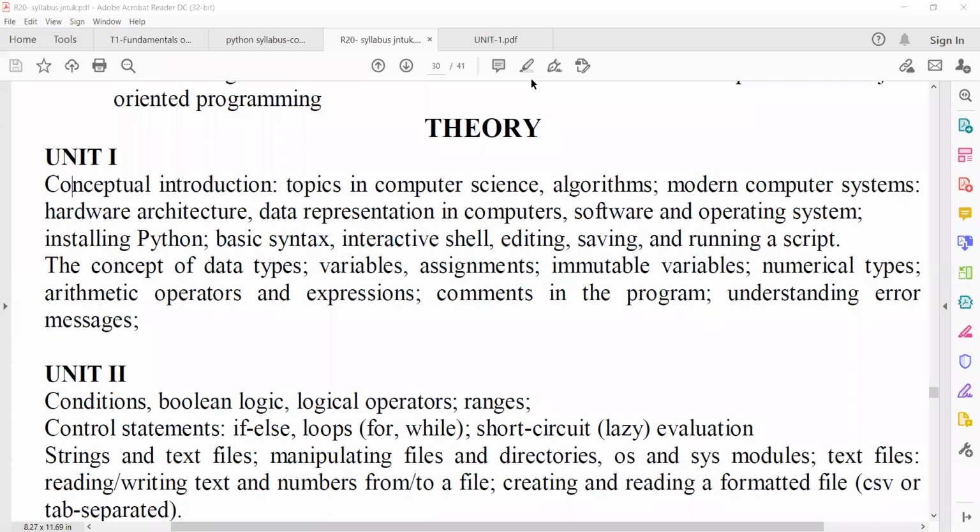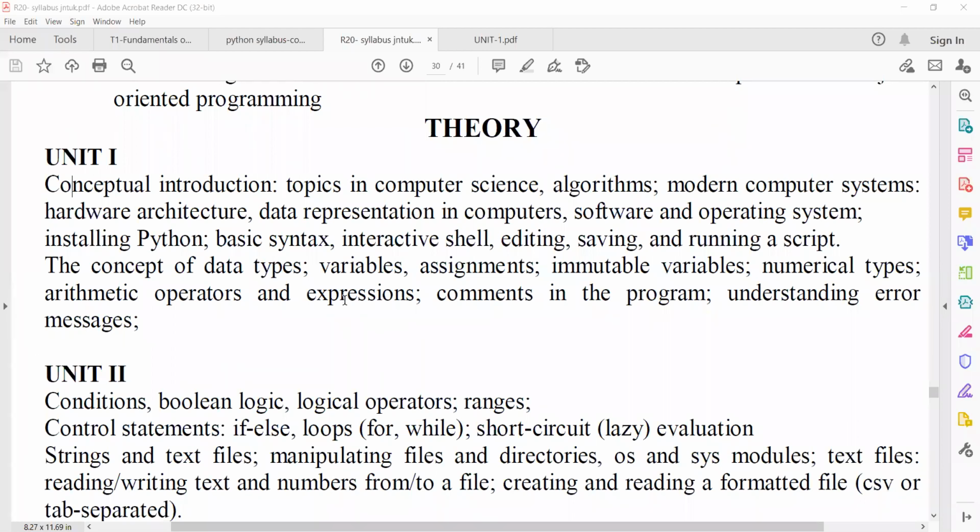And how to assign a value to the variable, and mutable and immutable variables. We will learn further what is meant by mutable and immutable variables, and how you can declare them. And next topic, numerical types, arithmetic operators and expressions.